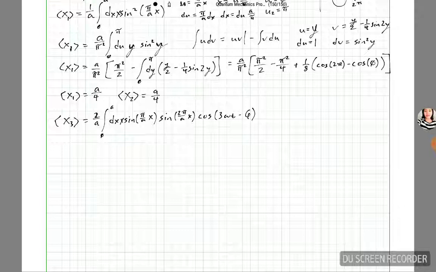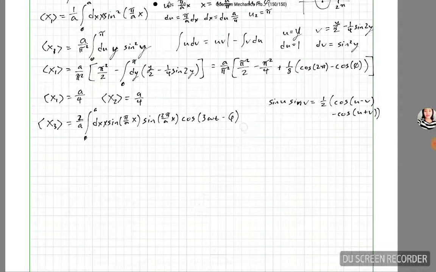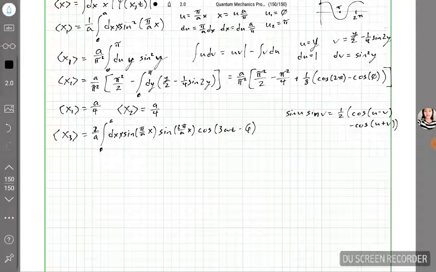Now, last time what I did was I used this identity: sine u minus sine v equals 1/2 of cosine u minus v minus cosine u plus v. And that breaks this down into a couple of pretty easy integrals. Now I'm going to just use an integral table result that I have.